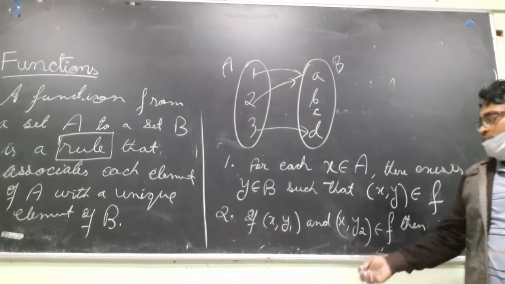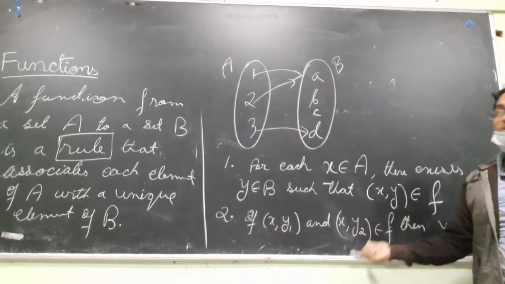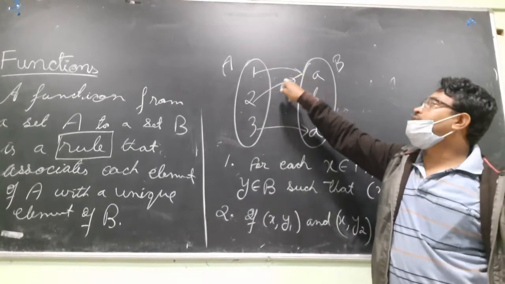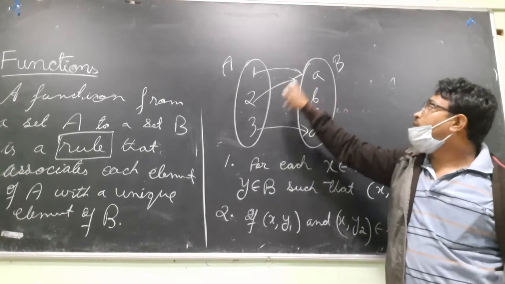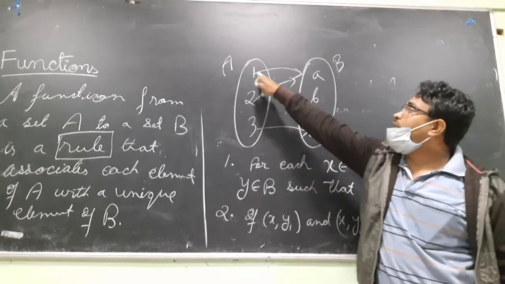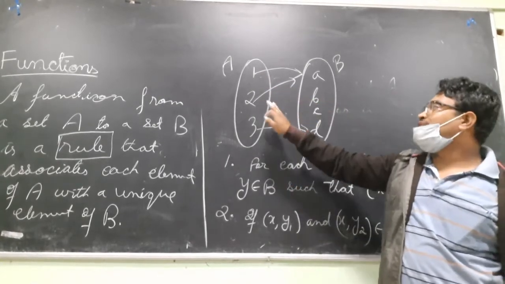Next I have to check whether a single element has been associated to two different elements or not. So here 1 is associated with only A. 2 is associated with only A. 3 is associated with only B. So the same element is not being associated to two different elements. So it's a function.